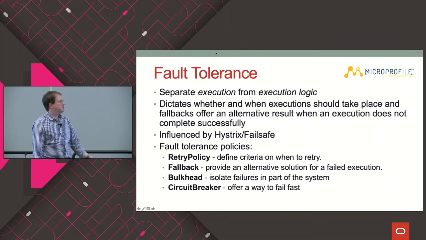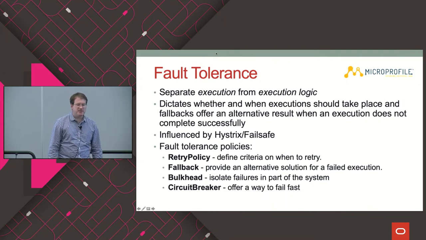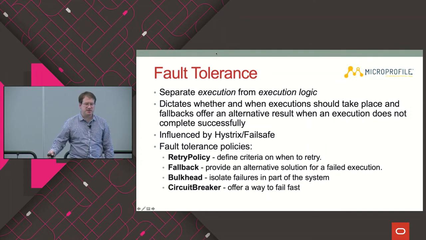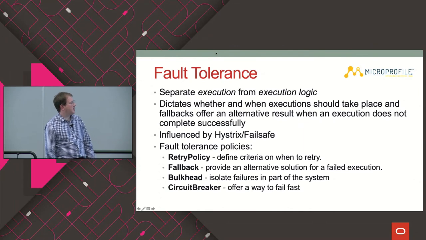Fault tolerance. The idea behind fault tolerance is to separate execution from the execution logic. It dictates when the execution should take place, and fallbacks provide an alternative result when execution is not completely successful. It's influenced by Hystrix and Failsafe. So there are four different fault tolerance policies: a retry policy, a fallback, a bulkhead, and a circuit breaker.